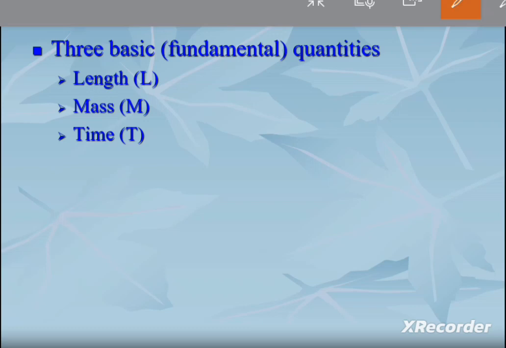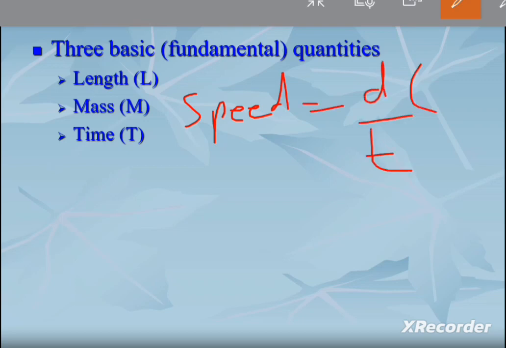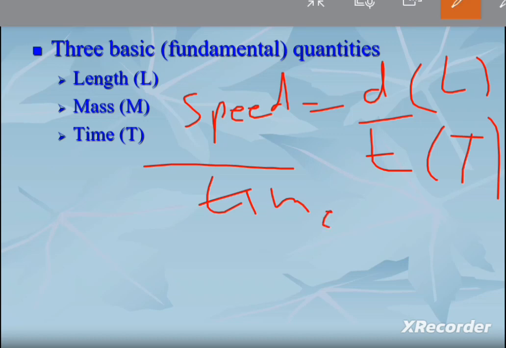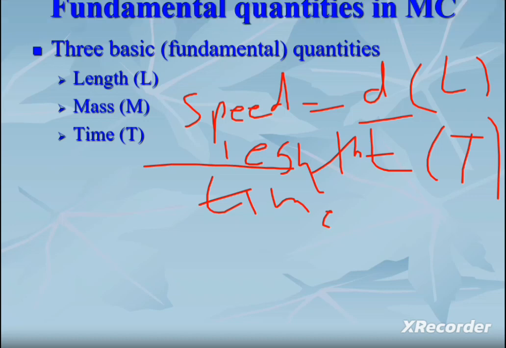Let us take an example of speed. Speed is equal to distance over time. Distance is a length, and time is time. So when I'm measuring speed, know that you are just measuring the length and dividing the length by the time. So these are the three basic fundamental quantities of mechanics.